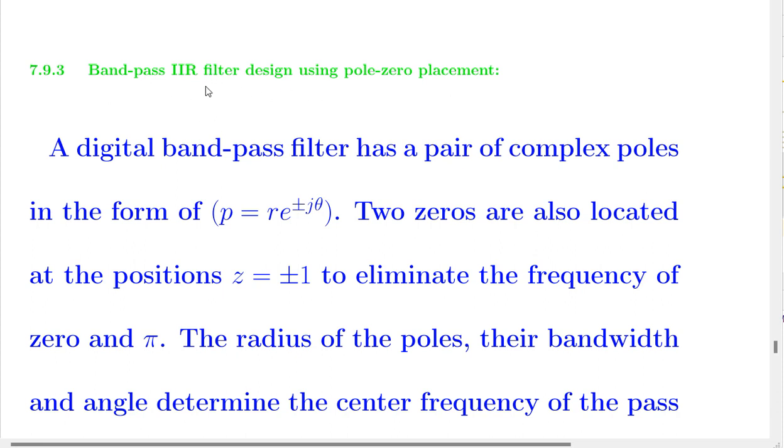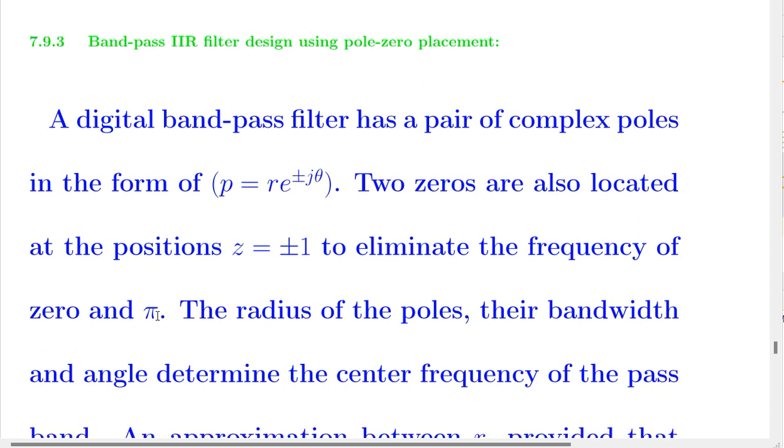What about bandpass IIR, a digital one, of course, using the pole-zero placement method? A digital bandpass filter has a pair of complex poles in the form of P equal to R times e to the power of plus minus j theta. Two zeros are also located at z equal to plus minus 1 to eliminate the frequencies of 0 and pi, because it's going to be bandpass. So no permission for lower and higher frequencies.